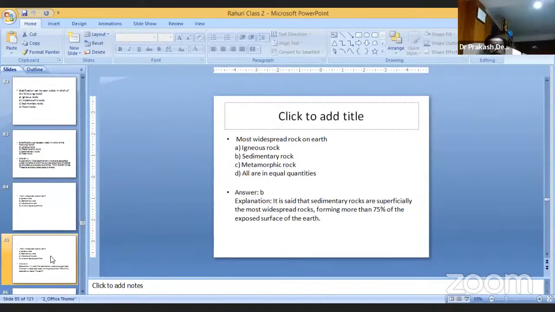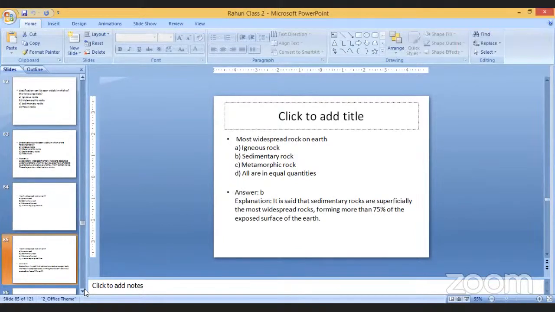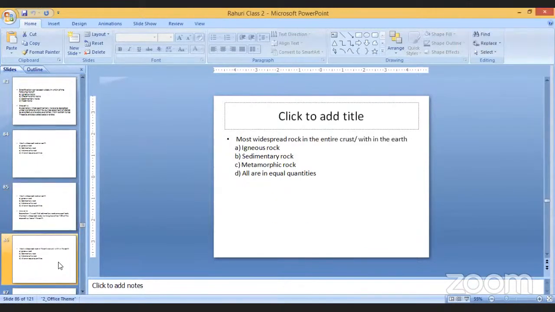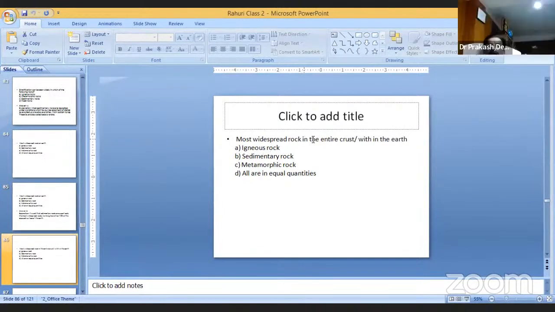Yes, sir. B is for only 5 kilometers of the. Yes. 16 kilometers. 16 kilometers. See here, most widespread rock in the entire crust within the earth. See, the same question I just formulated differently now. Here it is very clear. In the entire earth crust it is igneous rock, right? 95% of the rocks are igneous rocks in the earth crust, up to 16 kilometers.